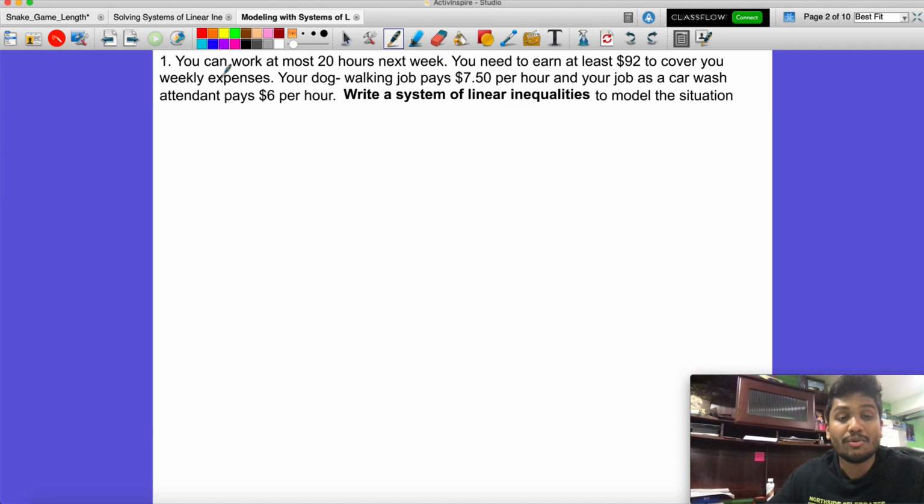So right now you can work at most 20 hours next week. You need to earn at least $92 to cover your weekly expenses. Your dog walking job pays $7.50 per hour, and your job as a car wash attendant pays $6 per hour. Write a system of linear inequalities to model the situation. The first thing is I'm going to circle the word system, because this tells me that I need to write two or more of these inequalities. So I should have two separate ones or more.